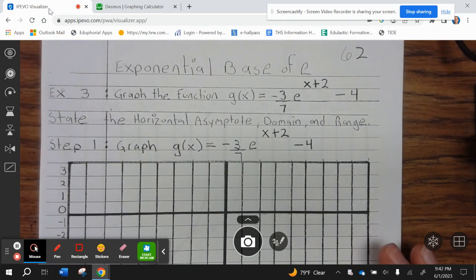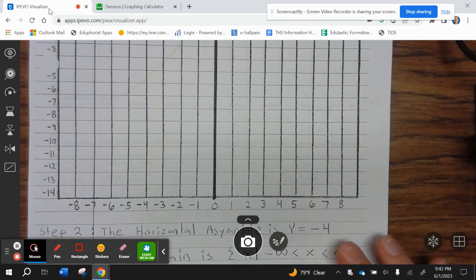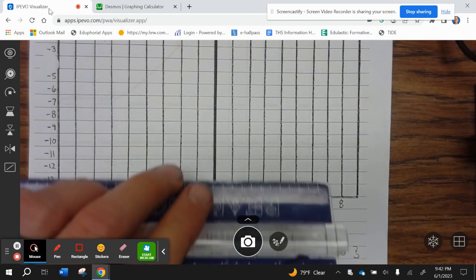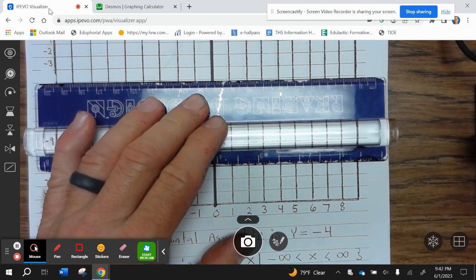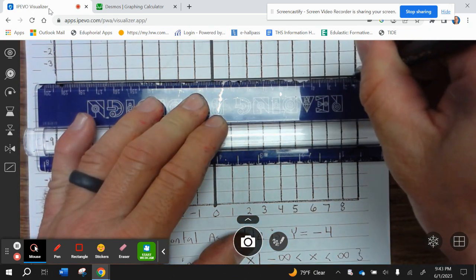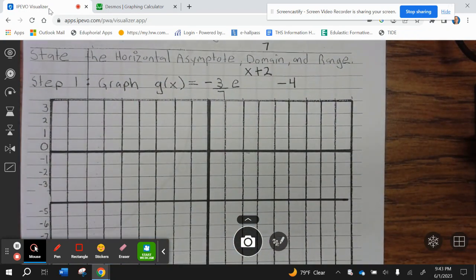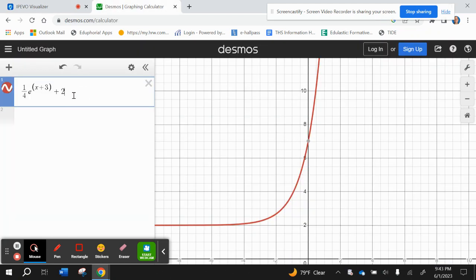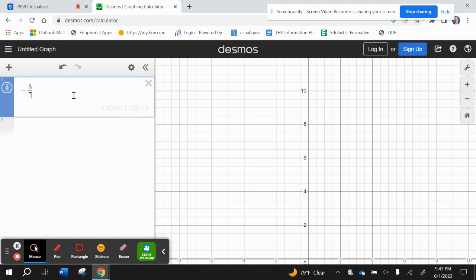Example 3: graph the function g of x equals negative 3 divided by 7 e to the x plus 2, minus 4. State the horizontal asymptote, domain, and range. Step 1, graph. The horizontal asymptote is y equals negative 4. So let's graph that now. You always want to start with graphing the asymptote if it has one. Now we need at least 2 points so we can see the curve. So negative 3 divided by 7, e to the parentheses x plus 2, minus 4.